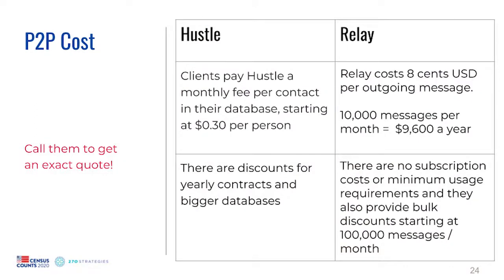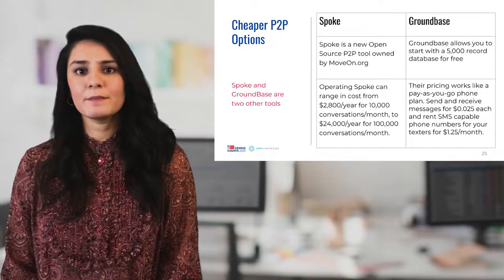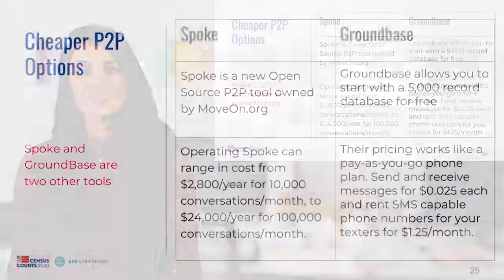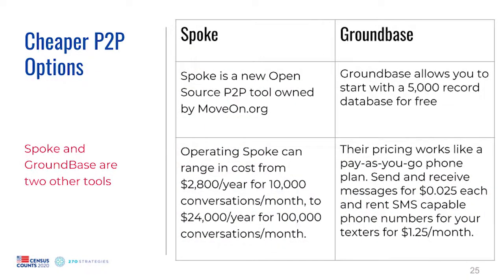Now, when it comes down to costs, you'll need to call to get an exact quote. But having said that, you can see a decent overview here. Each platform will have discounts at bulk or for longer contracts. Hustle charges by contact, whereas Relay charges by outgoing message. Hustle and Relay will be a bit on the pricier side, so there are other lower cost options. Spoke, which is owned by MoveOn, is much cheaper, as is Groundbase, which is a more pay-as-you-go type of plan.